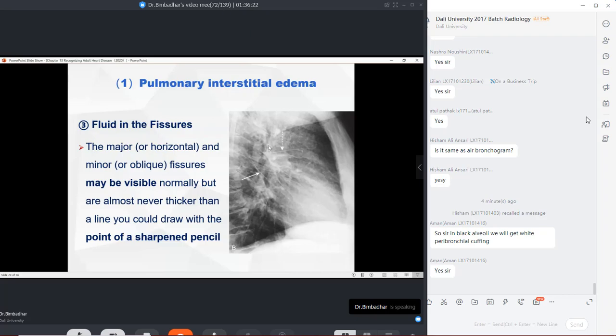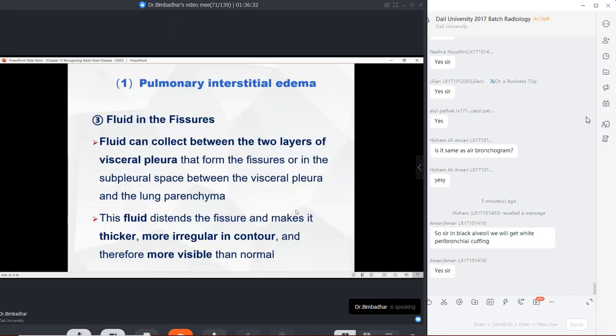And they look like a sharpened pencil line. A sharpened pencil line here. See, I think you can appreciate it here. Minor fissure, major fissure, right? Then with fluid in the fissures, they will become more irregular in contour, so they will be more visible on an X-ray. Generally they are not visible. In a normal radiograph they are not visible, but only if the fluid fills up do they start to become visible.